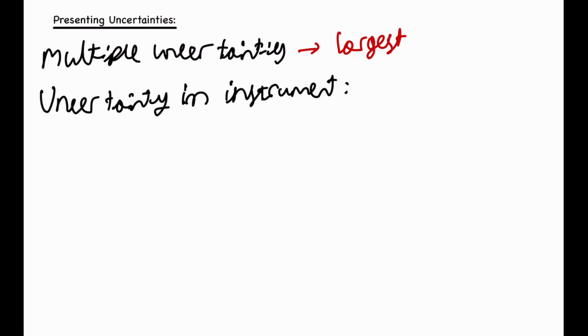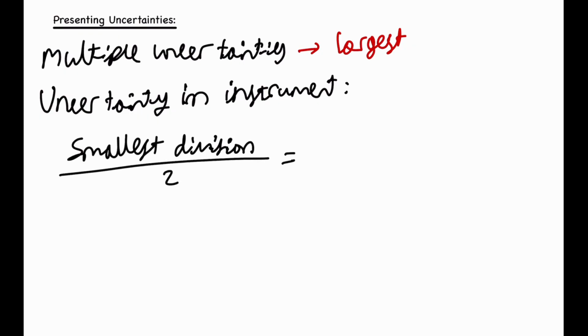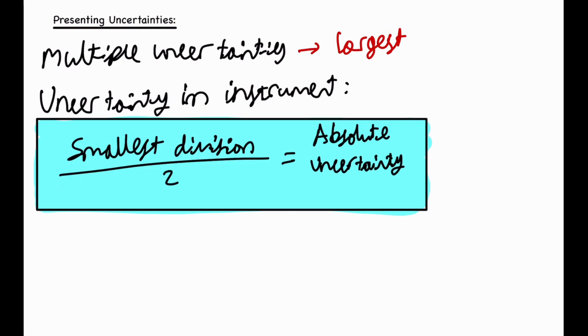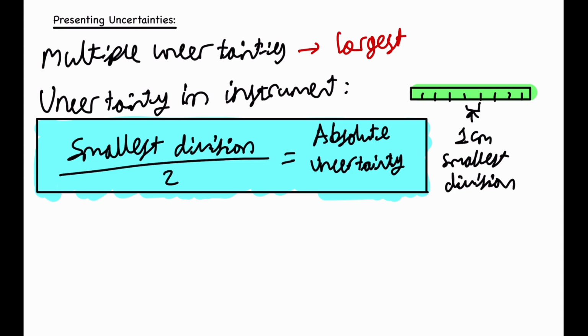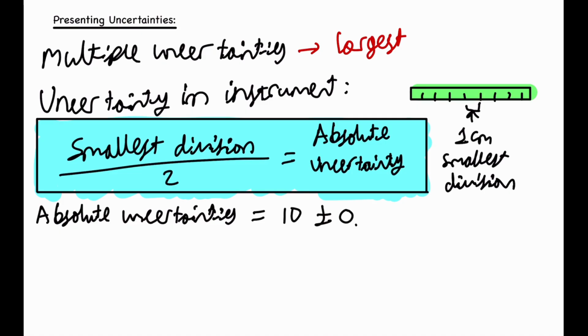This can be found by using the smallest division of your instrument divided by 2, which is equal to the absolute uncertainty. The smallest division, for example in a ruler, say if you have a ruler in centimeters and it doesn't show any millimeters or anything like this, would just be 1 centimeter. So we will have absolute uncertainties, which can be written like this. For example, 10 plus minus 0.5, and then you write the centimeters or the units that you have after both of the values.